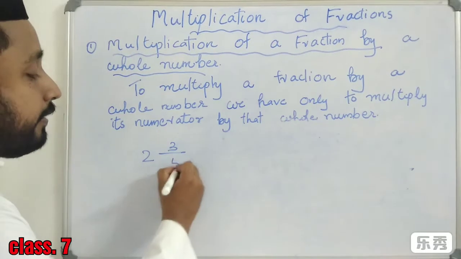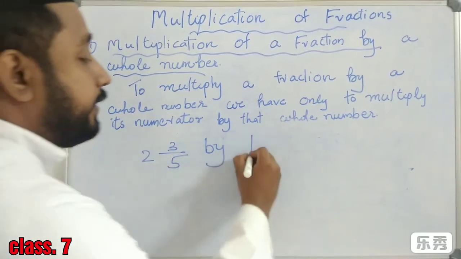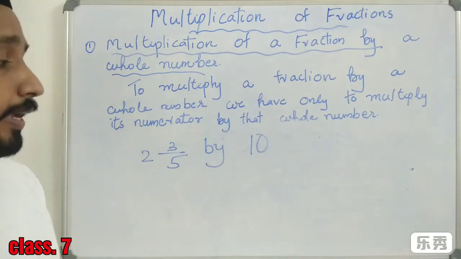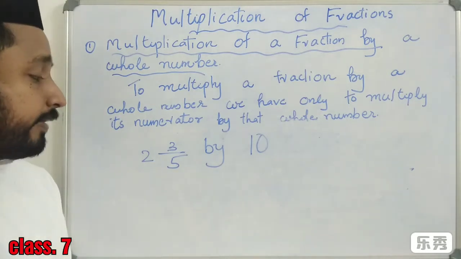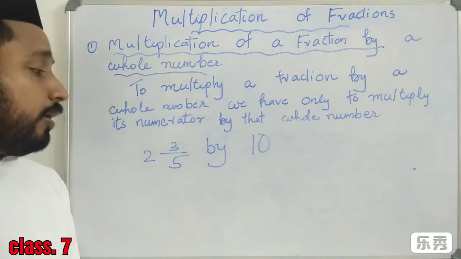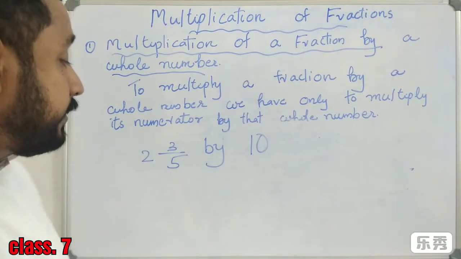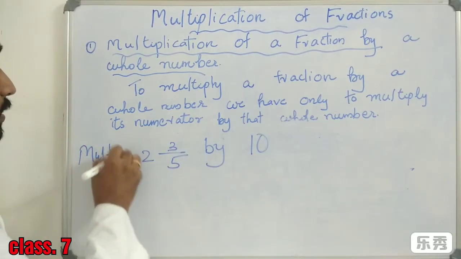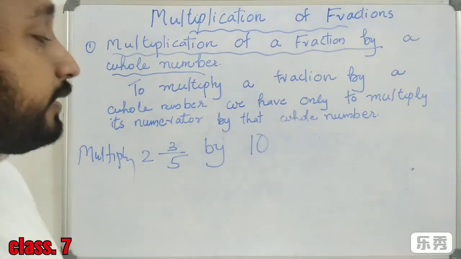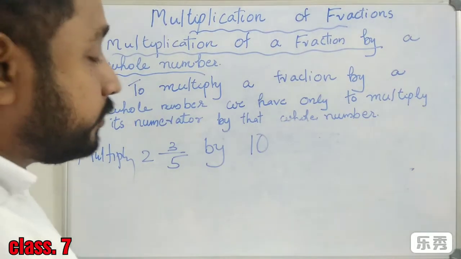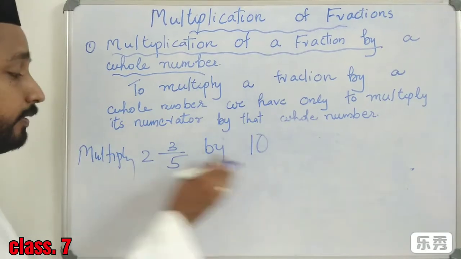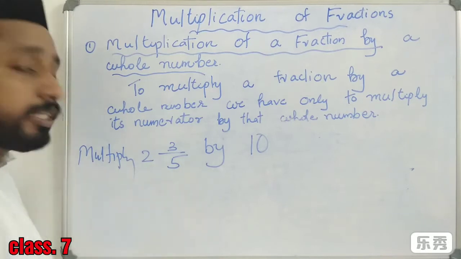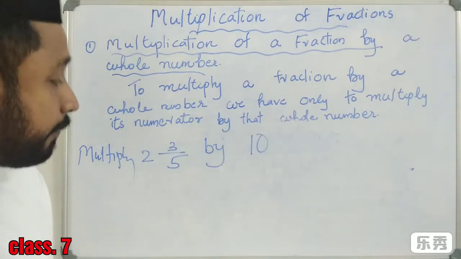2 3 by 5 by 10. So here 2 3 by 5 is to be multiplied by a whole number 10. 2 3 by 5 is a mixed fraction. So we have to multiply 2 3 by 5 by 10. So 2 3 by 5 into 10. 10 is a whole number. 2 3 by 5 is a mixed fraction. First we have to change this mixed fraction into an improper fraction.